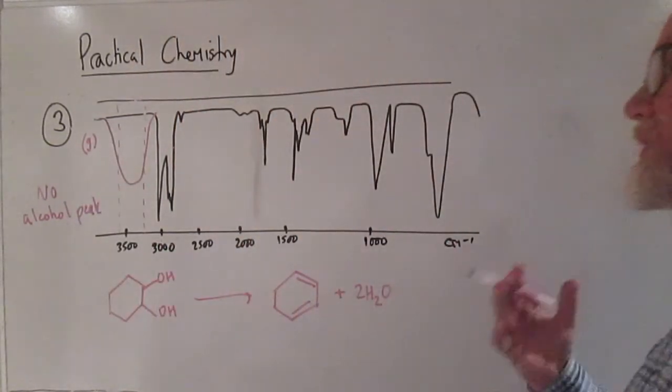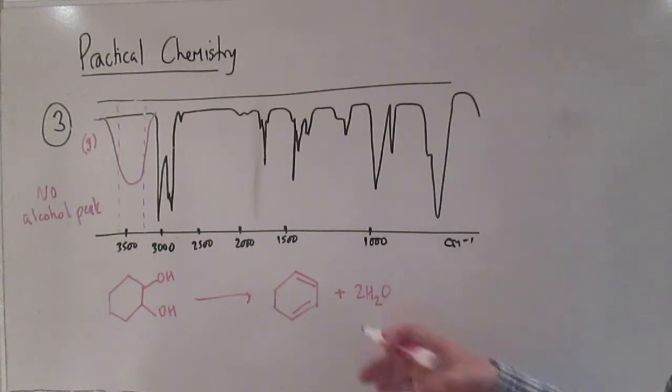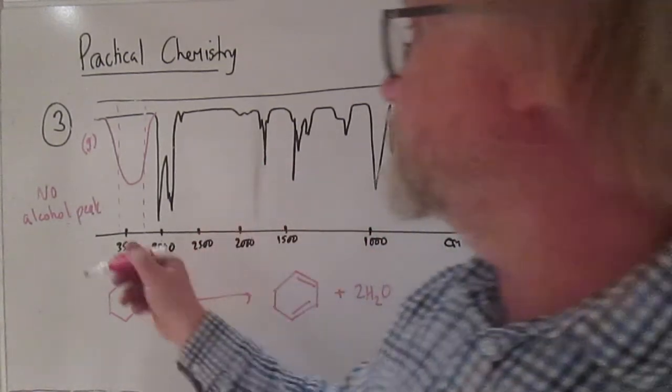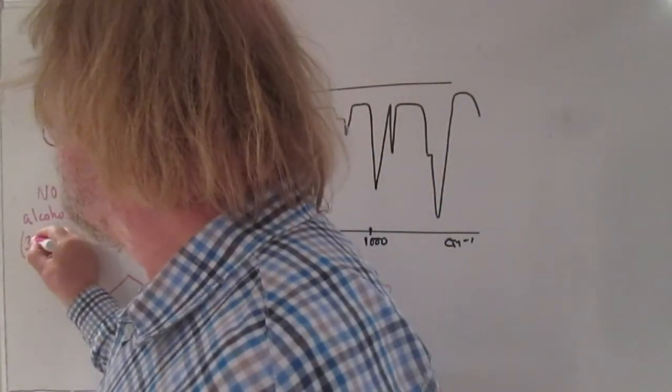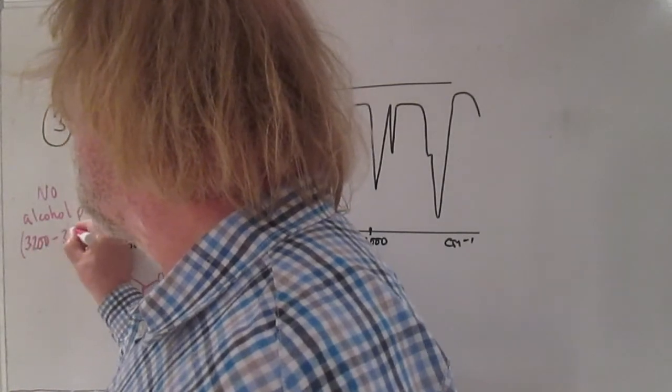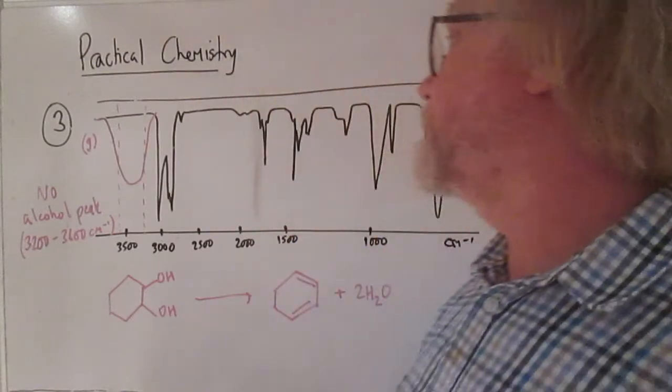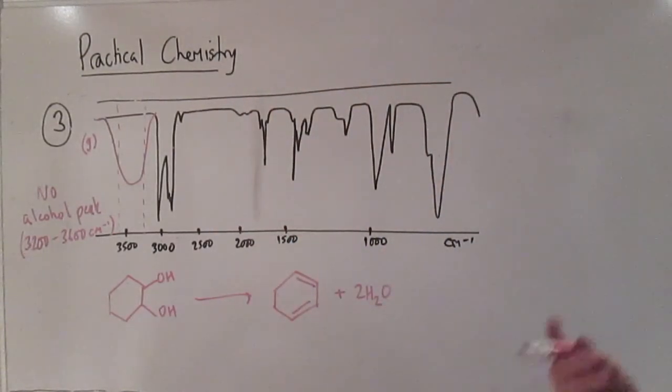Whenever you're talking about infrared data, don't just say there's no alcohol OH peak, because they'll say, how do you know? You've got to say, because I know where to look. So you just quote the data sheet and say 3,200 to 3,600 wave numbers. So therefore you can be very confident that all the OH groups have reacted.